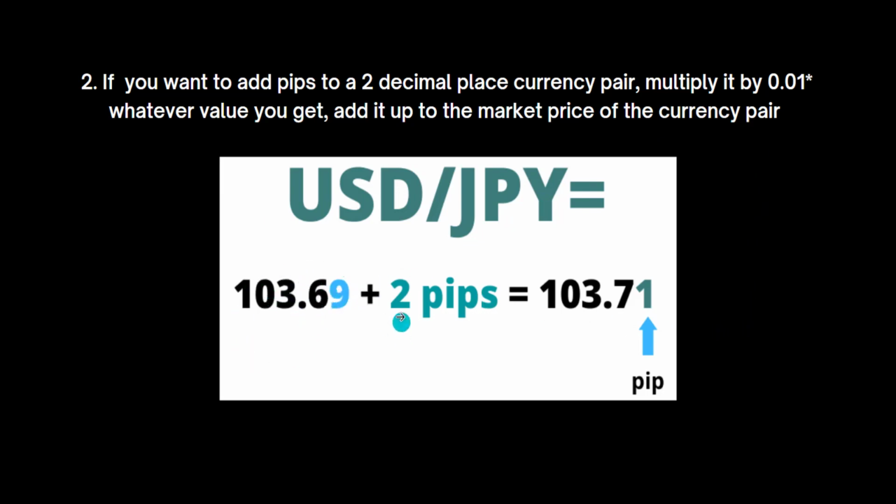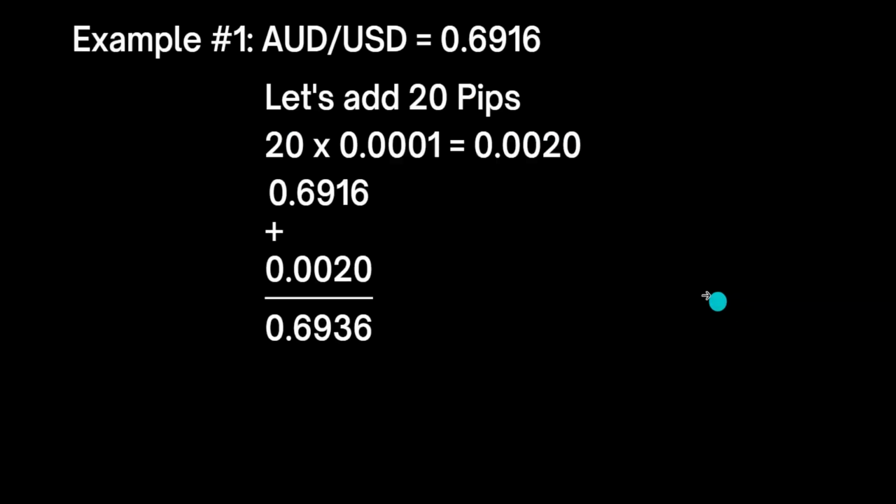103.68 plus 2 pips will give you this amount of pips. But I will show you how that comes about. So if we go to the next slide, you can see an example. Let's say we have Australian dollar against the US dollar, and this is the current market price.